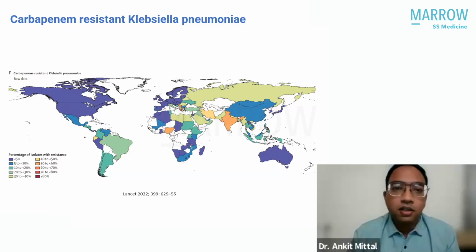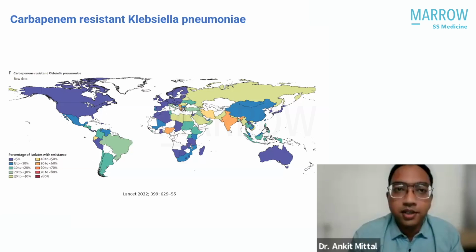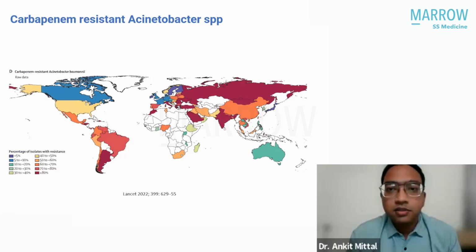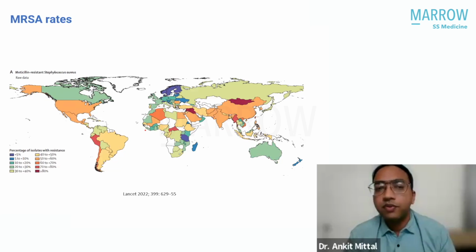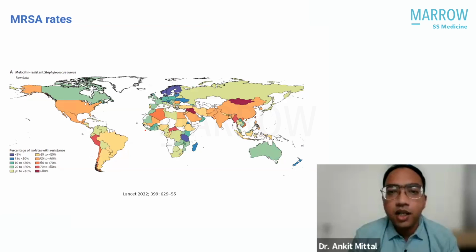If you're practicing at a tertiary care center, referral centers, you're likely to see more resistant organisms than the primary or secondary centers. Again, Acinetobacter, more than 80% resistance to carbapenems. And if we look at the MRSA rates also, it is between 50 to 60%. So this is just to highlight the magnitude of the problem because, with time, we are having lesser and lesser number of options to treat our patients.